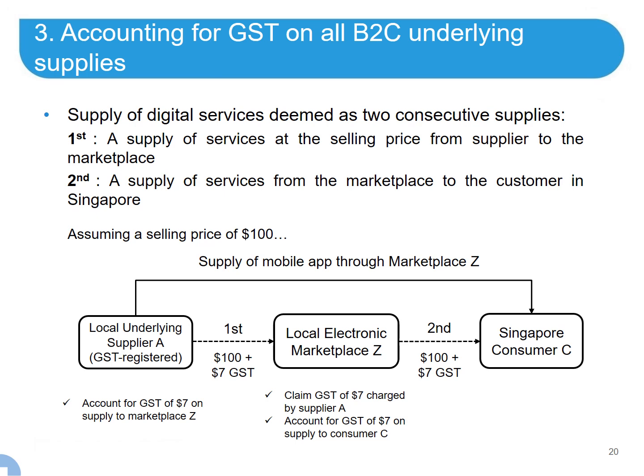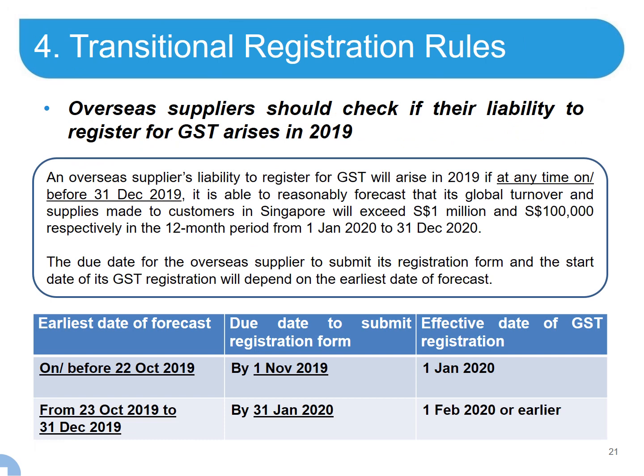Instead, supplier A and marketplace Z are allowed to support their sales and purchases, respectively, using sales listings of the digital services supplied by supplier A through marketplace Z. Such sales listings or summaries are typically provided by marketplaces to their underlying suppliers on a regular basis. Next, we will explain the Transitional Registration Rules.